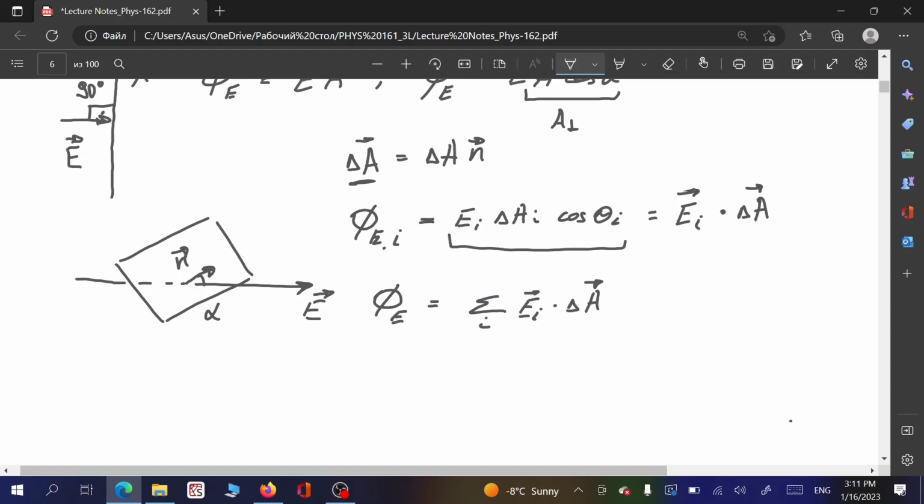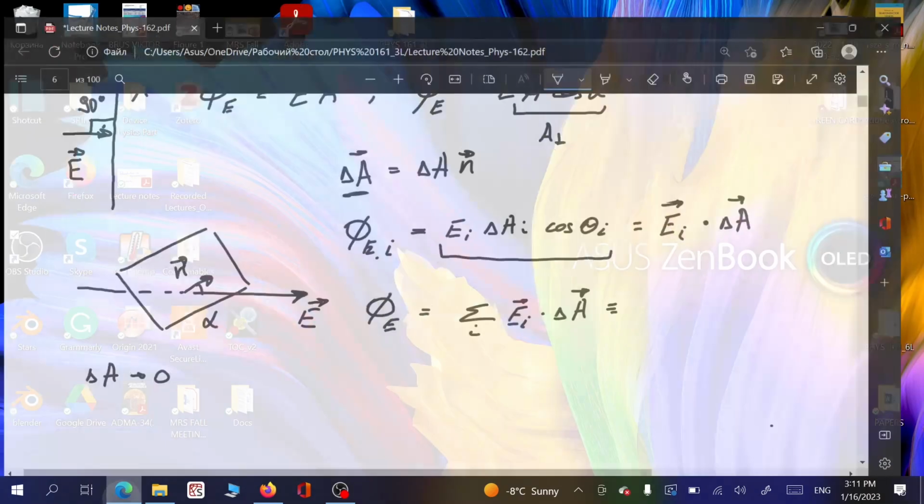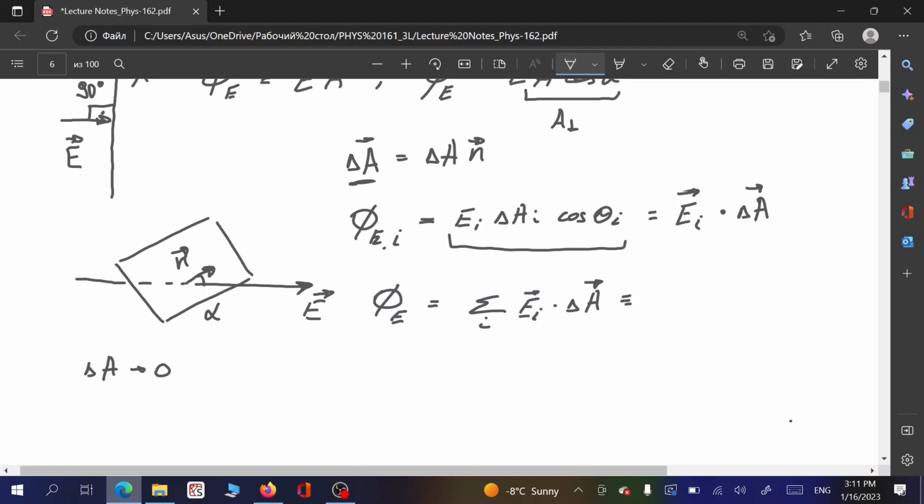However, if we consider that small area A is approaching 0, so we have a limit condition, then this sum is transforming to an integral over surface. So it will be integral over the surface. Here will be our scalar product of electric field vector and dA vector.